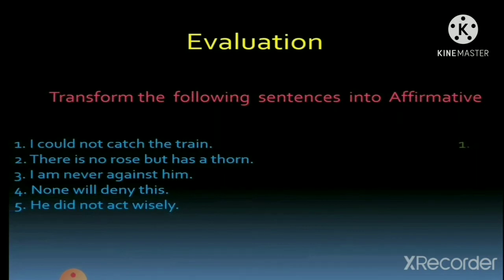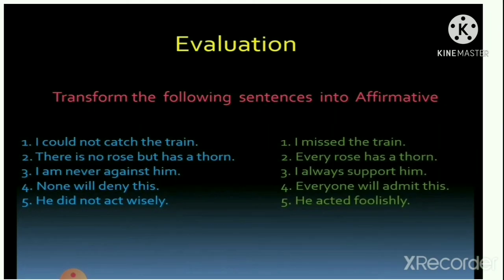Now transform the following sentence into affirmative. We have learned affirmative to negative, and in the same way negative to affirmative. Can you answer the question? Can you change into negative? Yes, I think you have done well. Now see the answer.